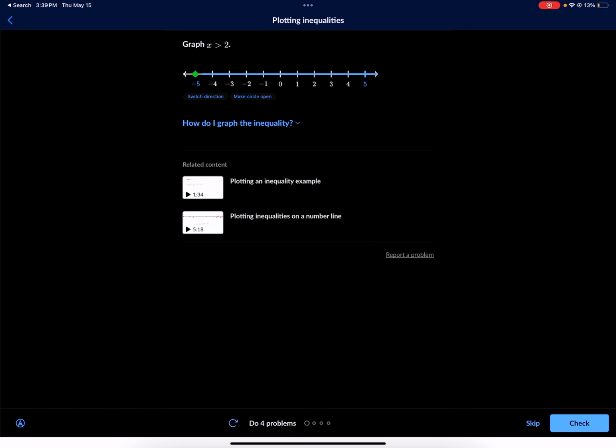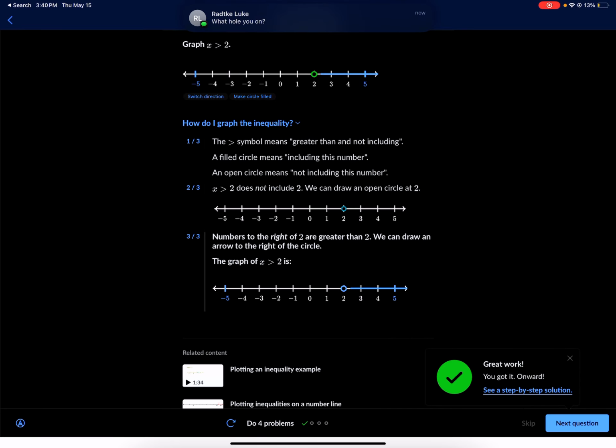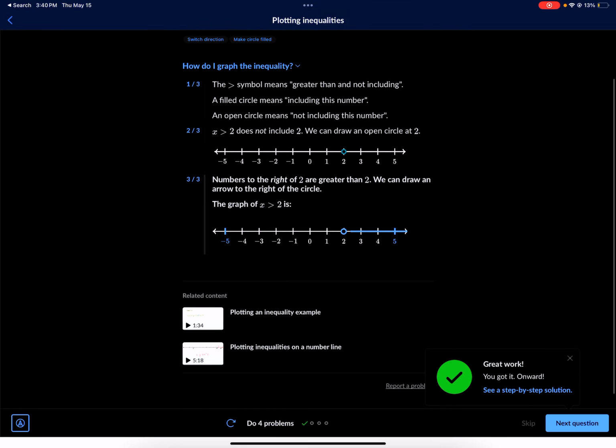So, graph x is greater than 2. I know you guys can't do this. If you want to play around with the features, you can go on Khan Academy. So, there's no equal to, so we're going to make it open, and then we're just going to put it on 2. So this is our answer. If you got that right, good job. If you didn't, here's the explanation. Here's the videos, and happy studying.